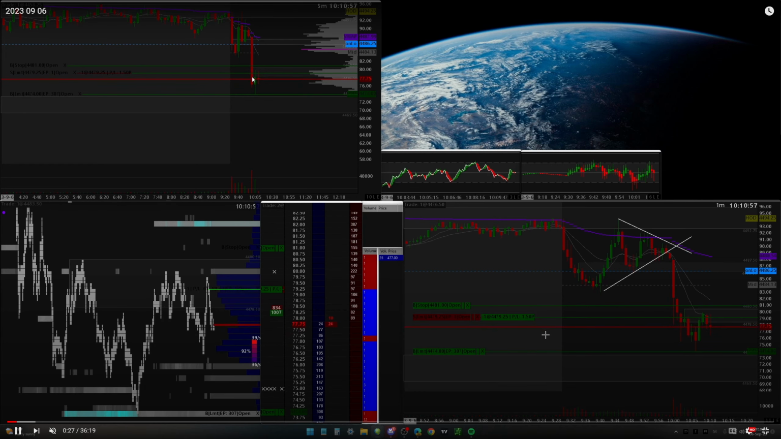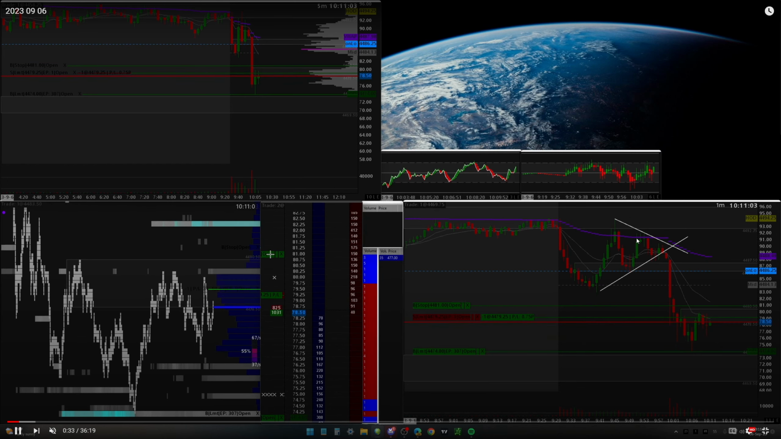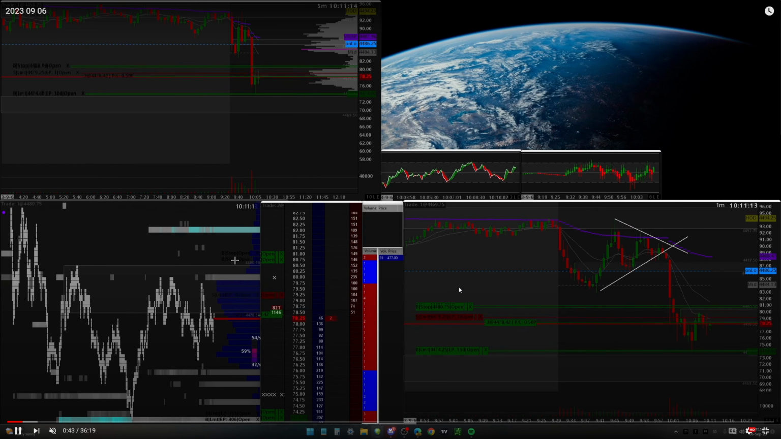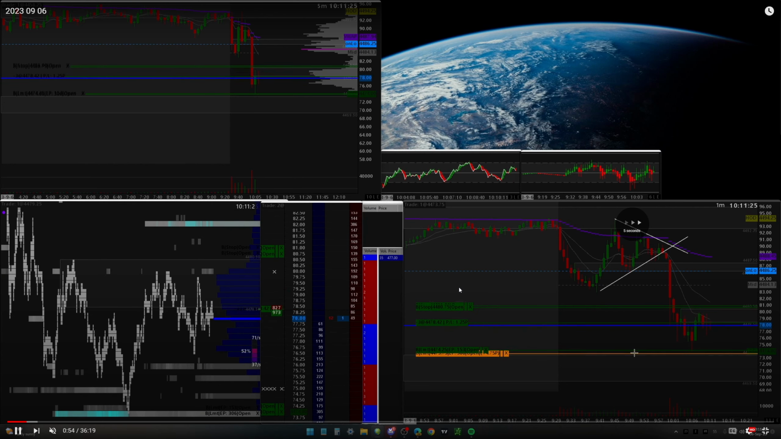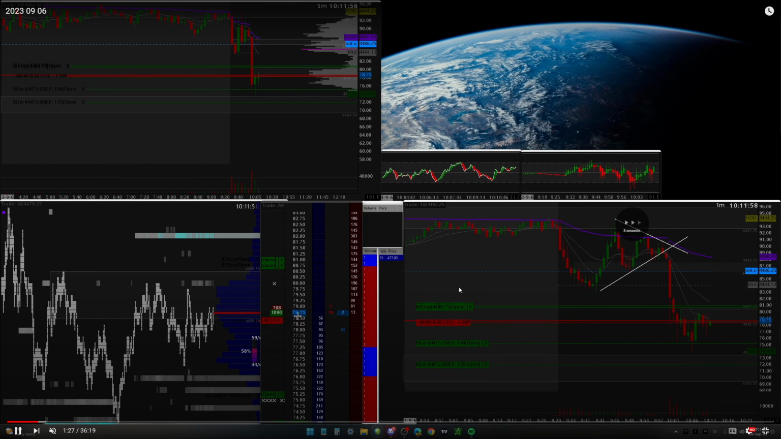3-bar play in the 5 minute. These are tick charts. Huge, long, what's that? And a 30-minute base and then breakdown. So I'm definitely looking for a continuation here. It's just maybe I'm a little early. So I'm in 3 lots. Think this is full size for that time.